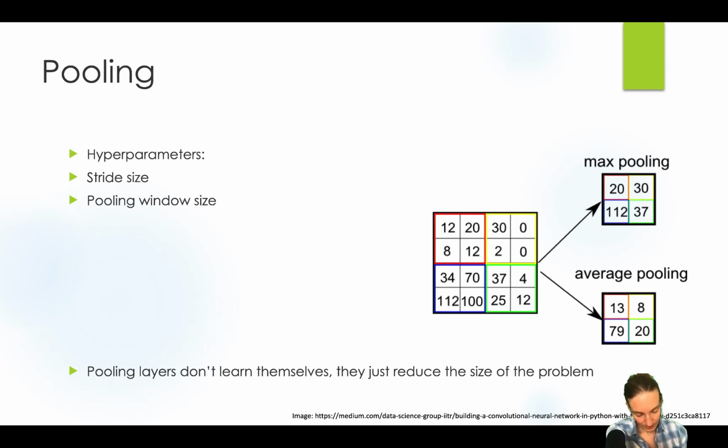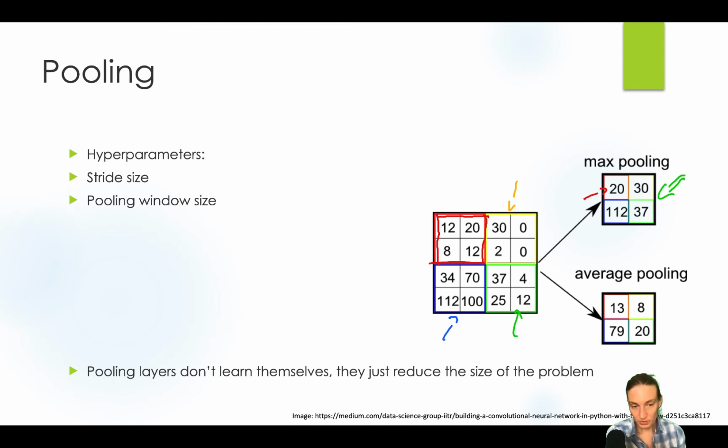If we do max pooling, that means we have a 2 by 2 pooling here. We start in a window, we take the maximum element, 20 here. Then the next window here, we take the max element, 30. Then here the maximum element would be 112, then 37. Okay. So that forms our final maximum pooling output.